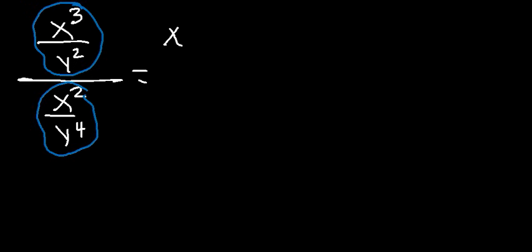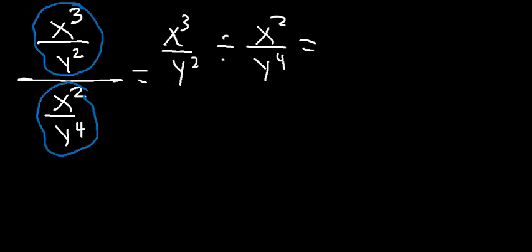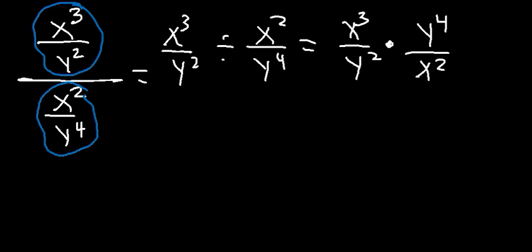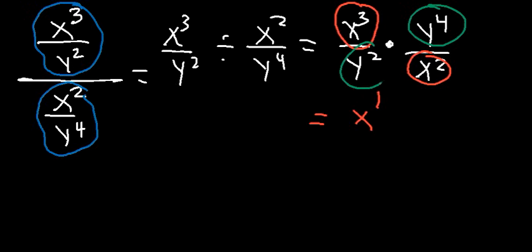We can rewrite this as x cubed over y squared divided by x squared over y to the 4th, because that's what it means. And then using keep, change, flip, it's keep the first fraction, change division to multiplication, and then flip the second one. So x cubed divided by x squared, 3 minus 2 is 1, and we get x to the first power. y to the 4th divided by y squared, that's y squared. So our answer is x y squared.